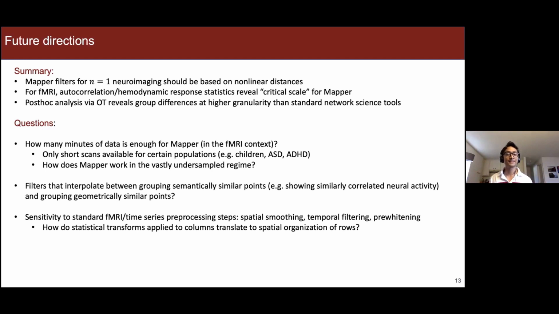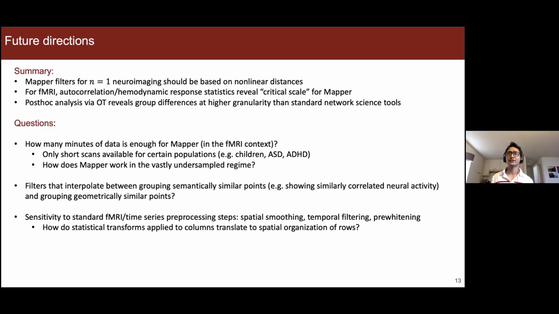Another item is that the filters that we used were purely taking advantage of geometric similarity, but now in computer vision, there's a lot of interest in building methods that take semantically similar points into consideration. In this case, semantically similar would mean perhaps time points which correspond to similar neural activity. And we would like some filters that take advantage of these advances in the computer vision literature.